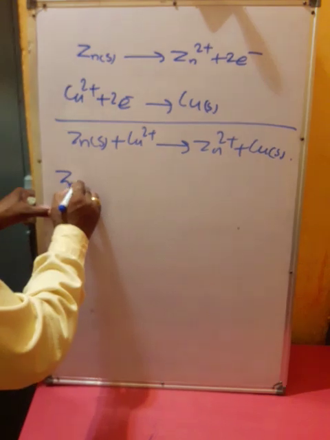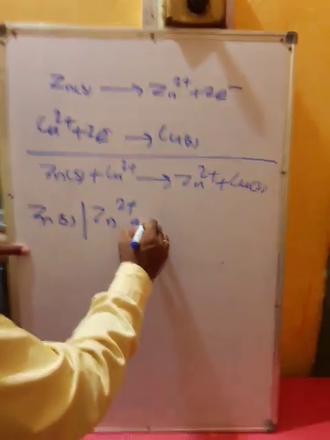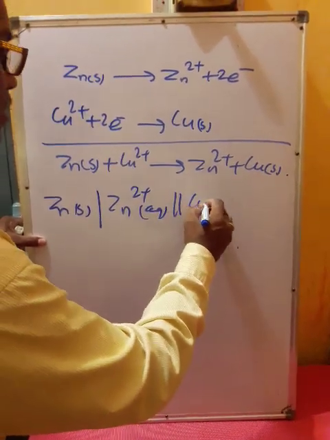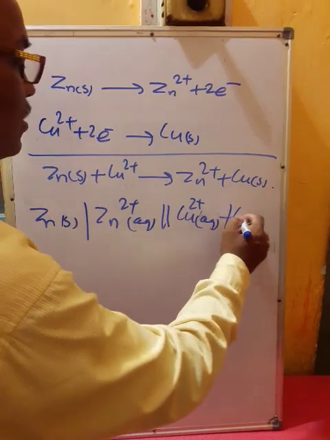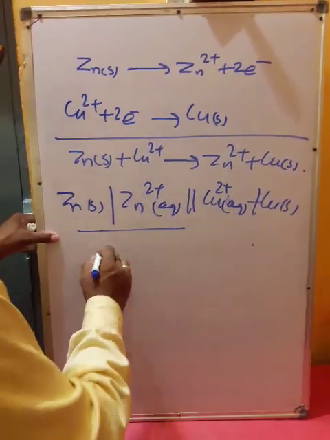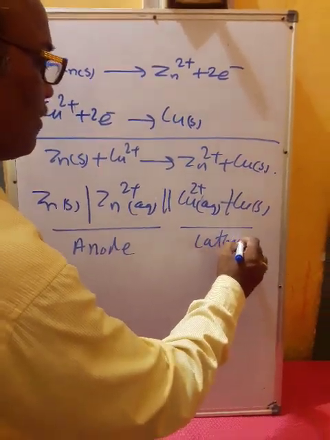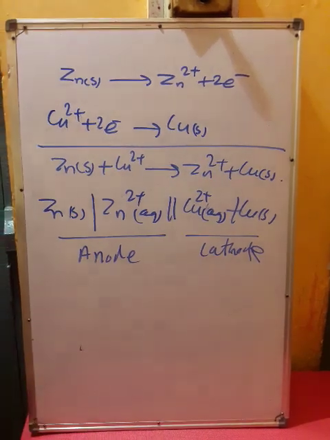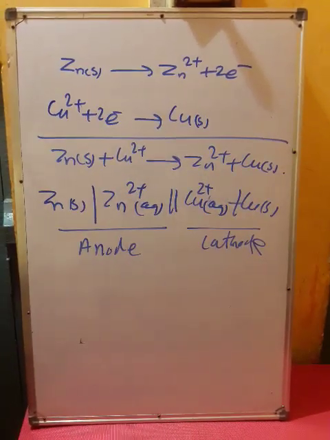Now we'll discuss how you can represent this cell. I can represent it once again: Zn(s) | Zn2+(aq) || Cu2+(aq) | Cu(s). This is called the anode compartment, anode, and this is called the cathode compartment, cathode. Remember, while representing an electrochemical cell, the cathode is always at the right hand side and the anode is always at the left hand side.